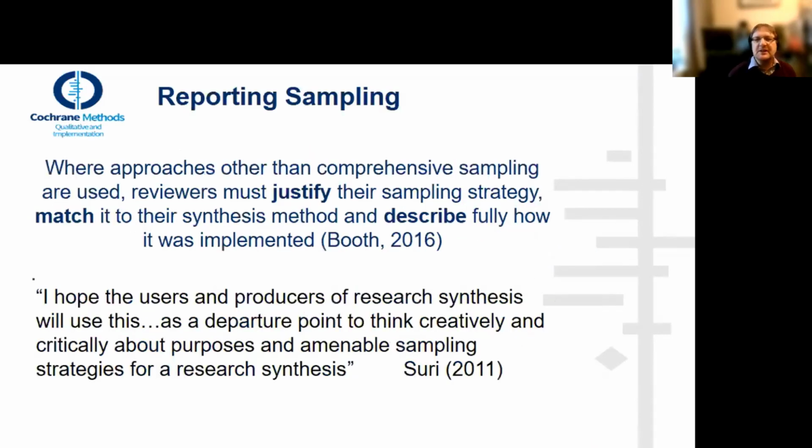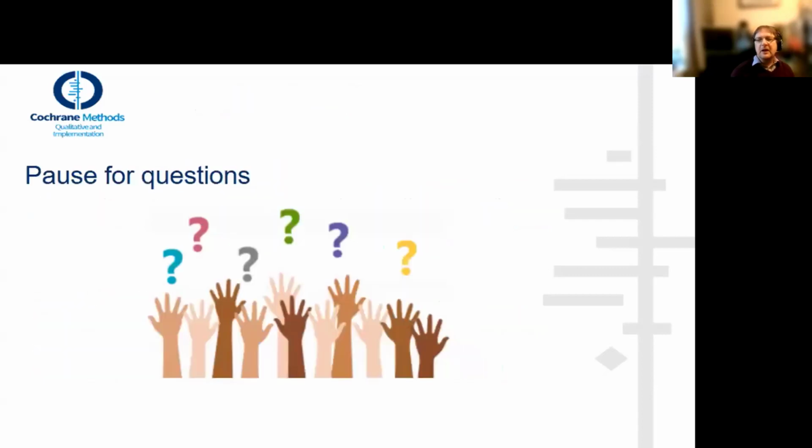And then in terms of reporting sampling, with our final slide here, it's very important, whatever sampling strategy we decide to use, that we must justify it. We must clearly demonstrate that it matches our chosen method of synthesis, and we must describe fully how it was implemented. And it's hoped that by using alternatives to the comprehensive sampling that has become the default, rightly so in reviews of effectiveness, we will start to use more informed approaches to sampling that meet the needs of the research synthesis. So I'm going to pause there for questions.